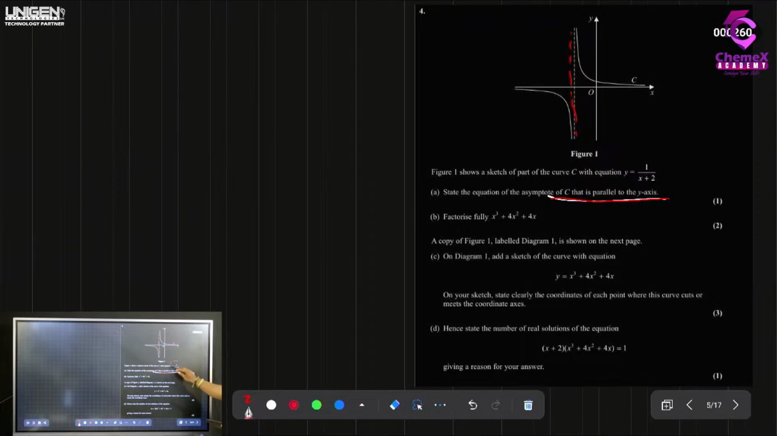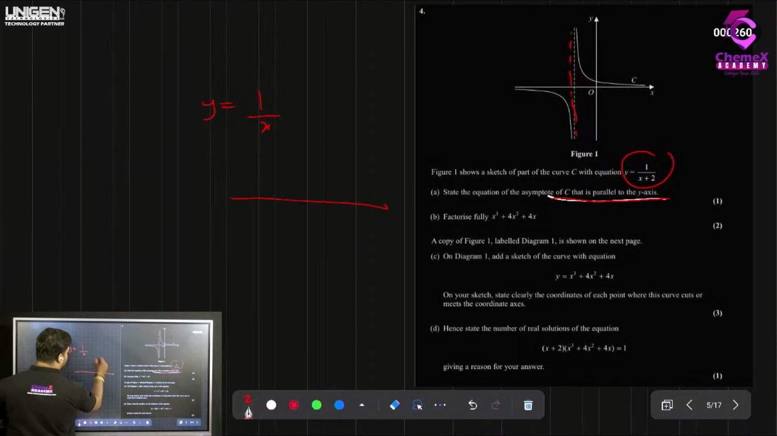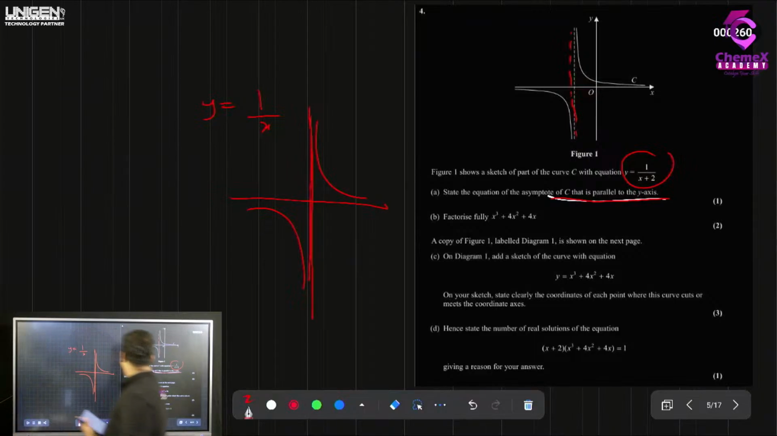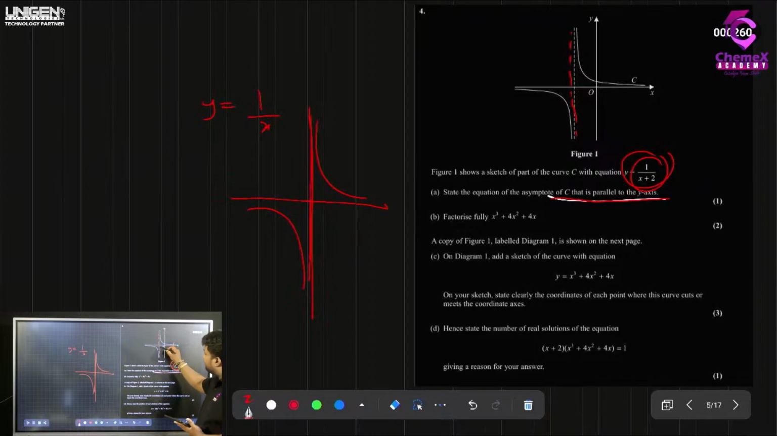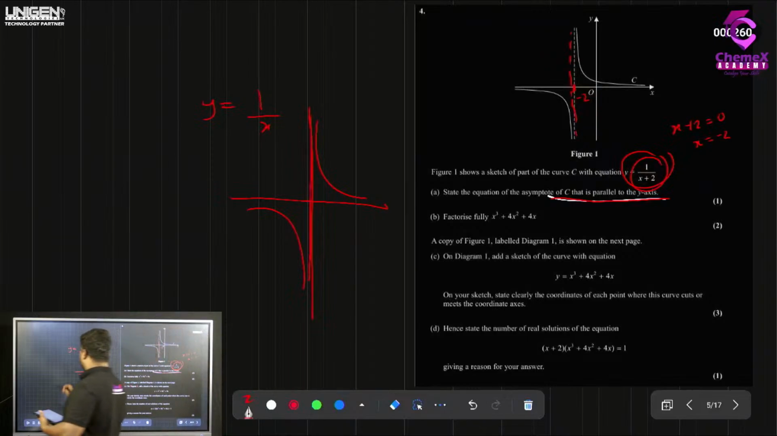If you have a question like this, you know that if you have something like y equals 1 over x, your graph will go like this. This is the asymptote. Got it? So this is 1 over x plus 2. So what is the asymptote? x equals minus 2, right? x plus 2 equal to 0. x equals minus 2. So this is going to be minus 2. Do you understand?